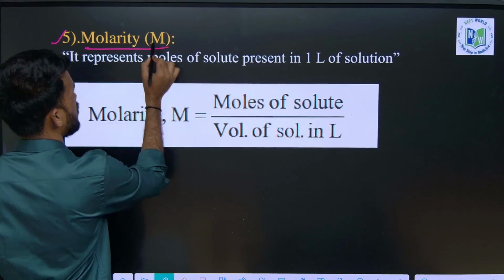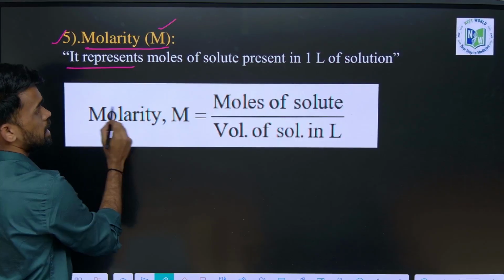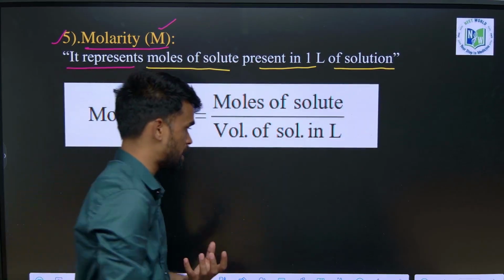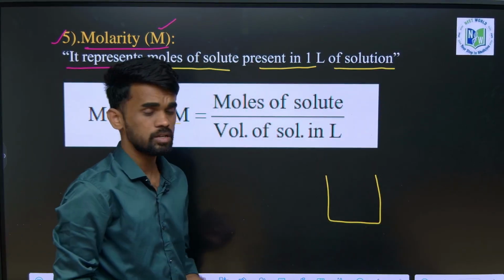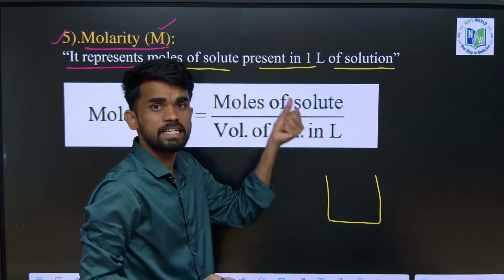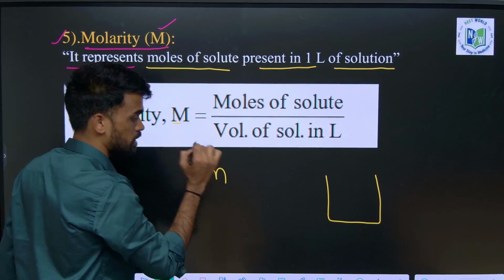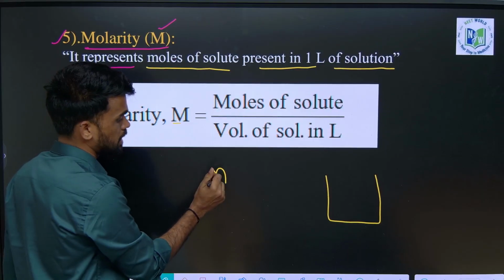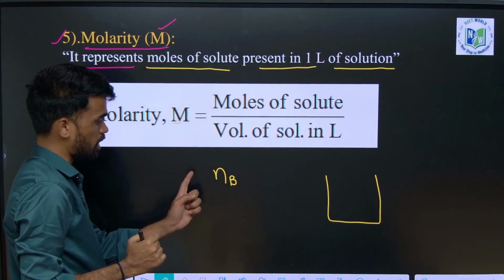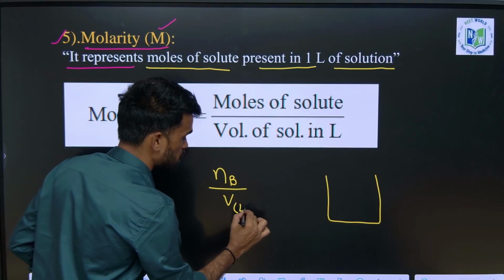So what do we mean by molarity here? It is indicated with capital M. It represents the number of moles of solute present in 1 liter of solution. For example, if I take any solution, how many moles of that particular solute are present in it is expressed in terms of molarity. So we are going to express the number of moles of solute, let us indicate the number of moles with N, and solute with B, in a given volume of solution. The volume should be expressed in liters.